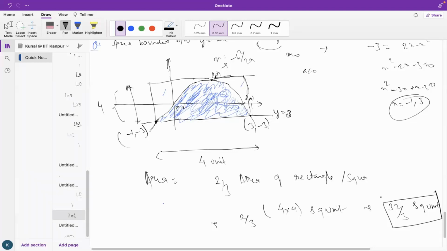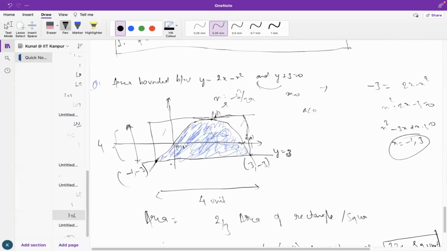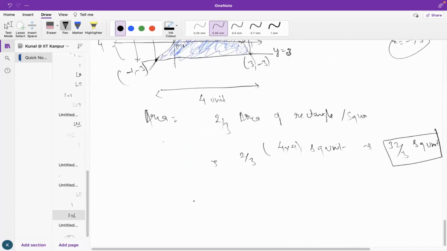Now let me show you something here. Find the area of the region outside the curve, basically you have to tell the area of this region. So what will its area be? Its area will be nothing but 1/3 of.